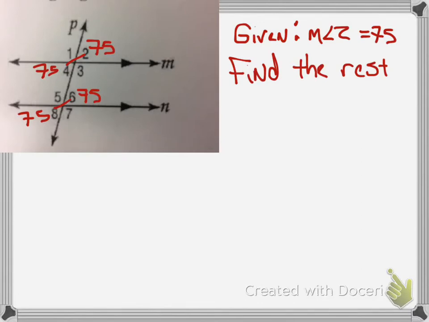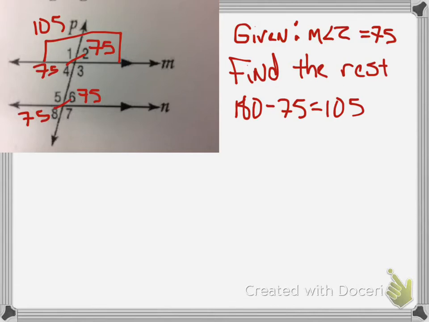Now, how would I find 1, 3, 5, and 7? Well, don't forget, 1 and 2 are supplemental. They're a linear pair because they're on a straight line and they're being cut by another line. So that means they add up to 180. I can take the 180 and subtract 75, and I will get 105, which tells me what angle 1 is. Then by the postulate, angle 5 is 105. We can also say that angle 1 and angle 3 are vertical angles, so that's 105. And then angle 7 is corresponding to 3, so that one's 105.